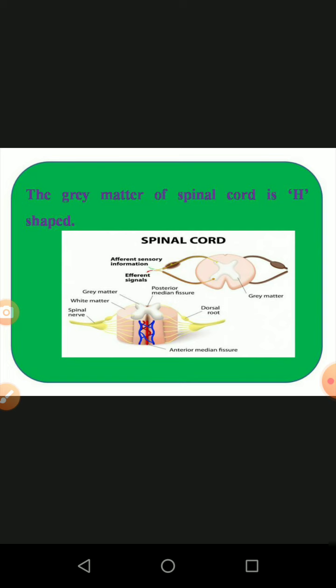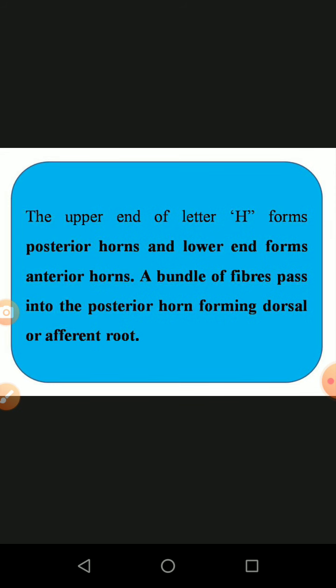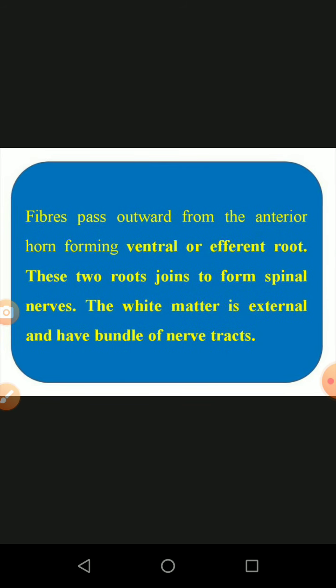At the same time, it helps in transmitting electrical impulses in the form of nerve transmitters. The upper end of the H form is the posterior horn and the lower end forms the anterior horn. The upper side is posterior and the lower side is anterior. A bundle of fibers passes into the posterior horn, forming a dorsal or afferent root. The afferent root carries the signal into the spinal cord, and fibers pass outward from the anterior horn, forming a ventral or efferent root. These two roots join in the spinal nerves.